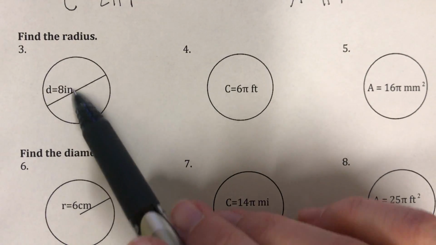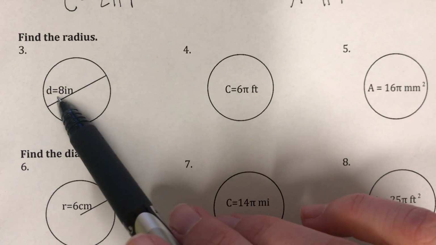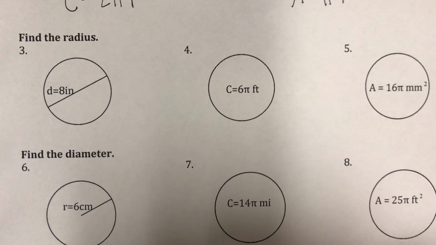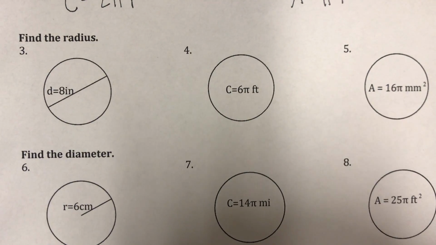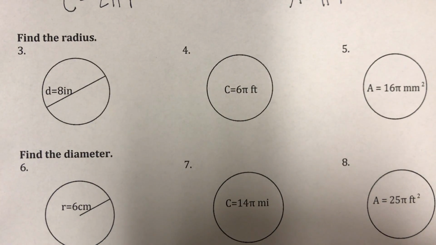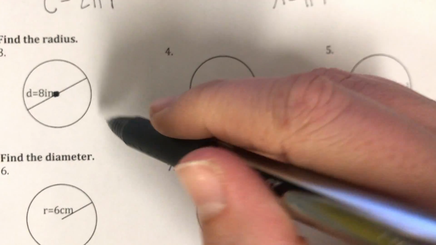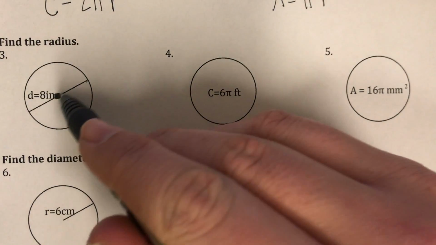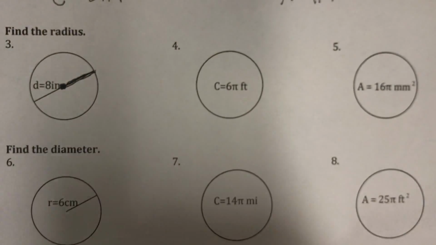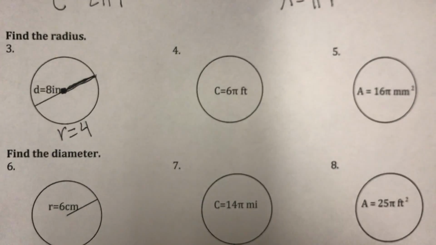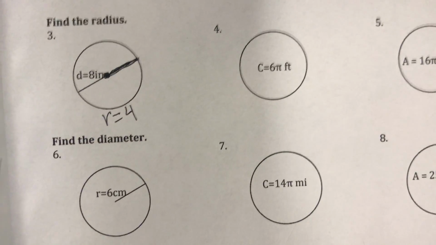So look at this first one, number 3. It says that the diameter is equal to 8. In my previous video, hopefully you remember that a radius is half of the diameter, right? Because if we have a center there, our radius is only this part, like right here, which is half of the diameter. So in this case, our radius is going to equal 4. Okay, next one, number 4.